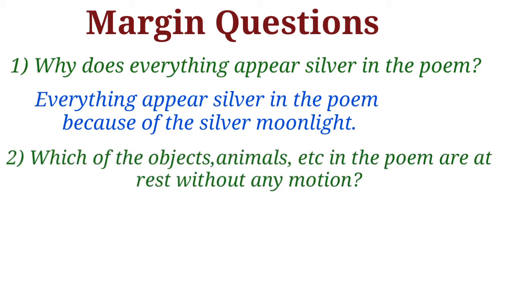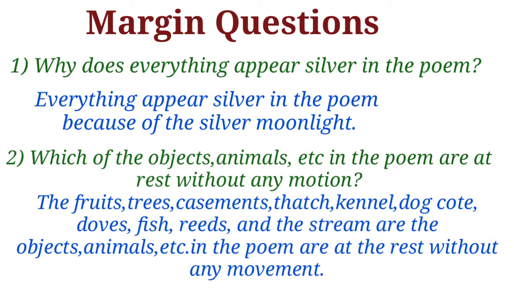Second question. Which of the objects, animals, etc. in the poem are at rest without any motion? Answer. The fruits, trees, casements, thatch, kennel, dog, goat, does, fish, reeds, and the stream are the objects, animals, etc. in the poem that are at rest without any movement.